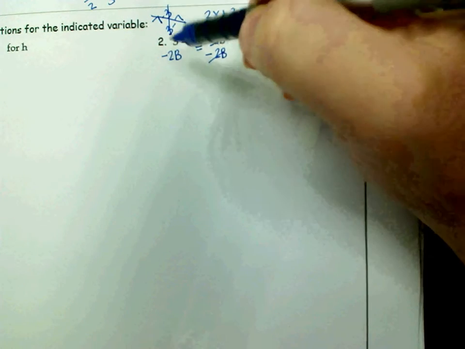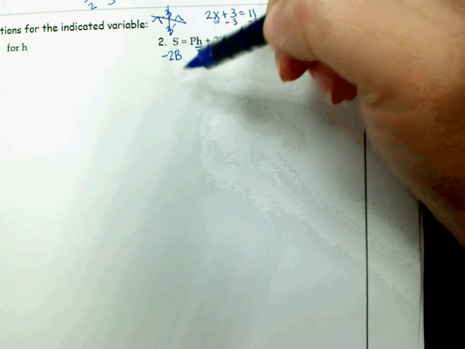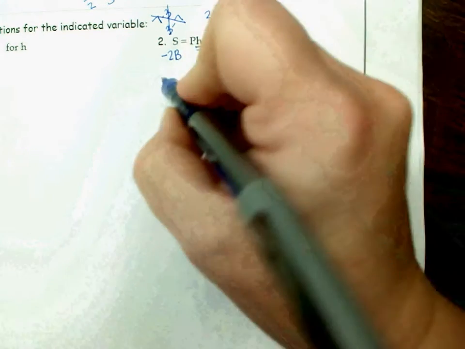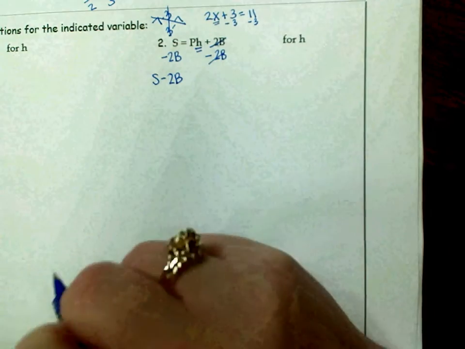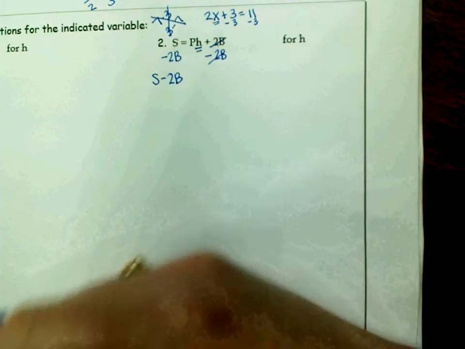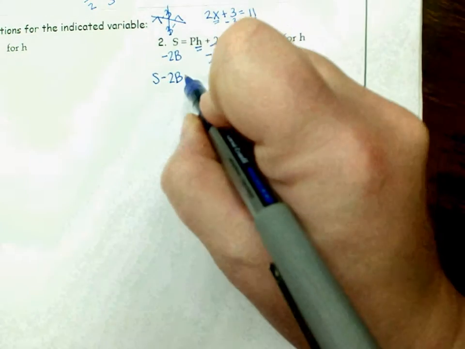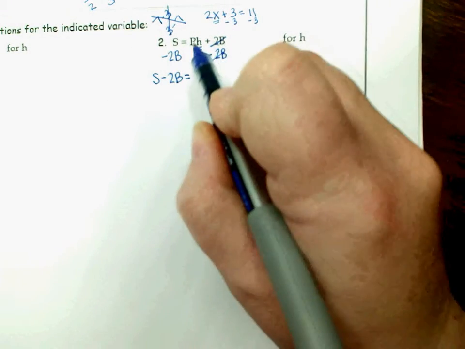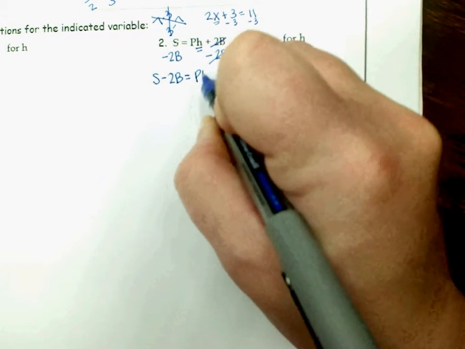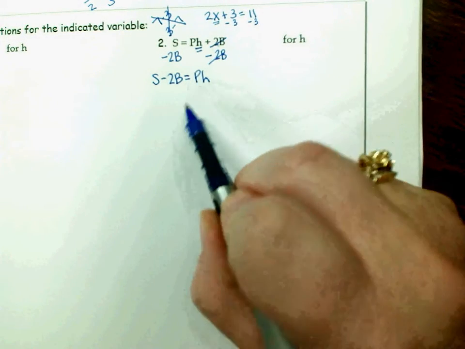So notice the s is positive. The 2b is what has the subtraction sign in front of it. So when I write that, I'm going to write s minus 2b, not 2b minus s, because then that would put that negative sign in front of the s, and s is positive. So on the left side, s minus 2b. On the right side, we got rid of the 2b, so all we're left with is ph. And again, capital S, capital B, capital P, lowercase h.